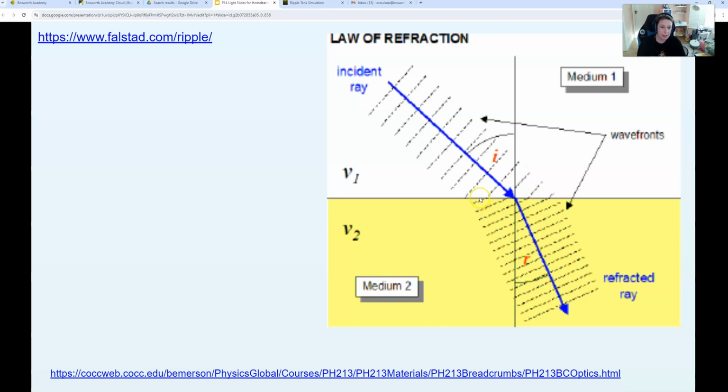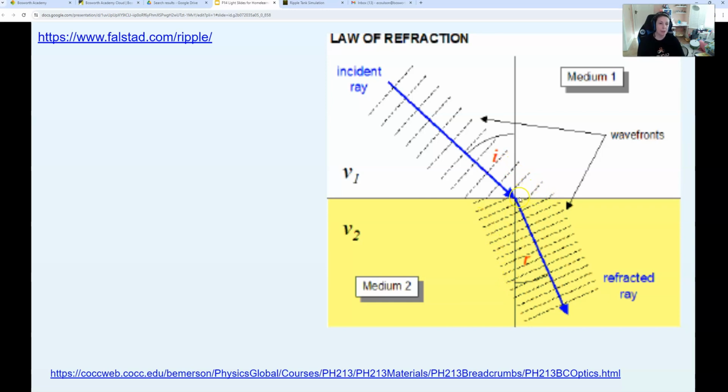Because the glass is optically more dense, it travels slower in the glass. This part of the wave is slower than this part of the wave. This part of the wave is slower than this part of the wave. So you can see the wavelength has decreased here, but it's the same size here.